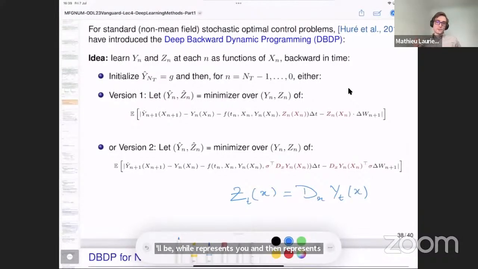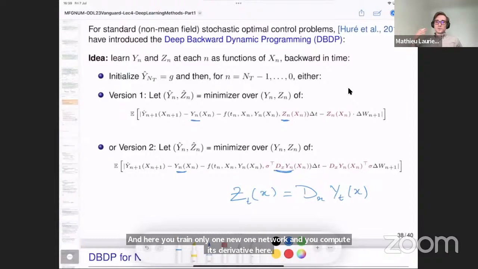So since we know that, it means we don't really need to train an extra neural network for Z, because we know that Z should be exactly the gradient of Y, right? So here we reduce a little bit the complexity, which may or may not be an advantage. In some sense, here you have to train two neural networks, Y and Zn. Here you train only one neural network and you compute its derivative.